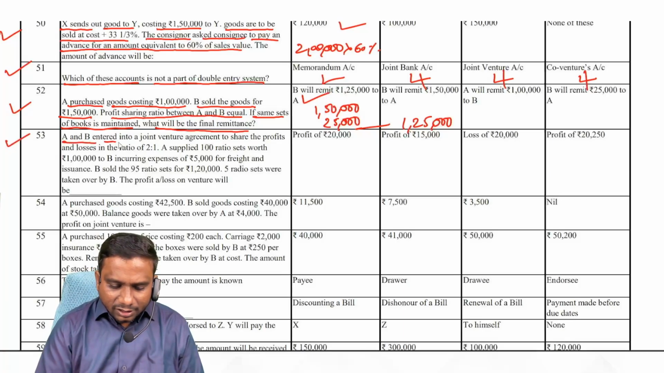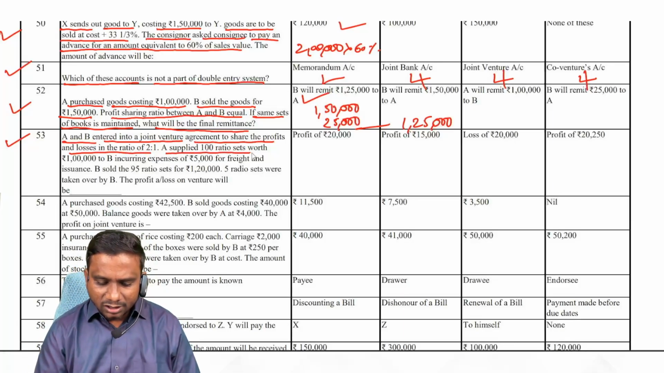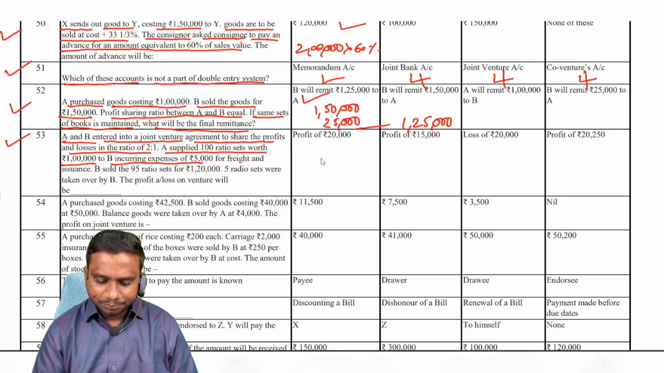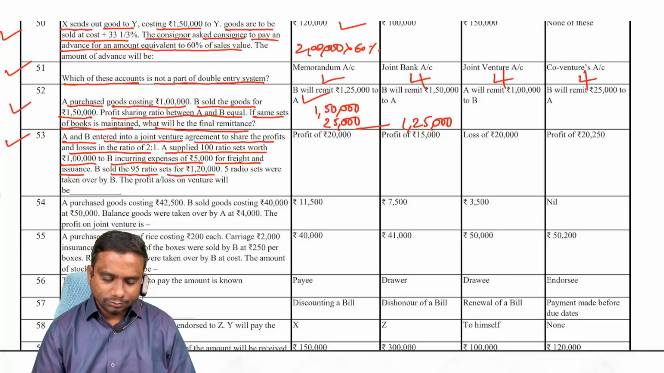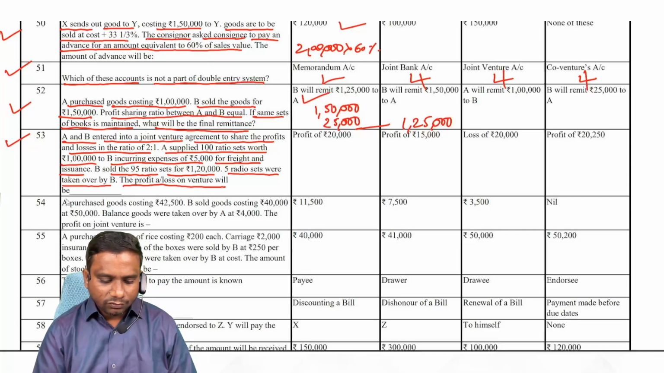Next one. A and B entered into joint venture agreement to share the profits and losses 2 to 1. A supplied 100 radio sets worth 1 lakh to B, incurring expenses of 5,000 for freight and insurance. B sold 95 radio sets for 1 lakh 20,000. 5 radio sets were taken over by B. Profit or loss on venture will be simple.